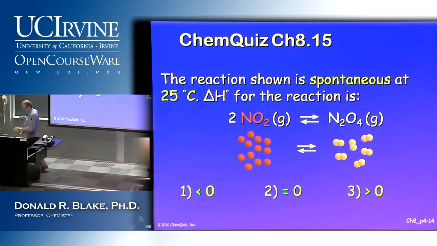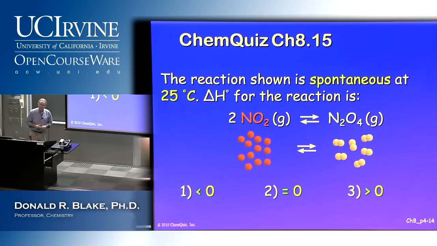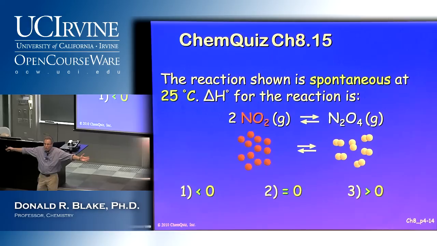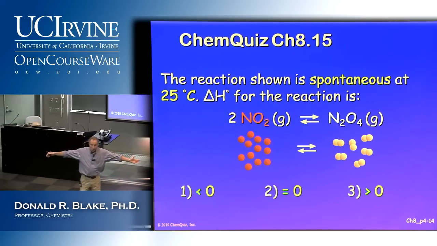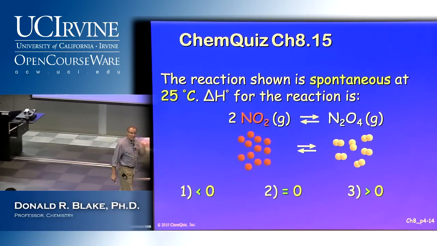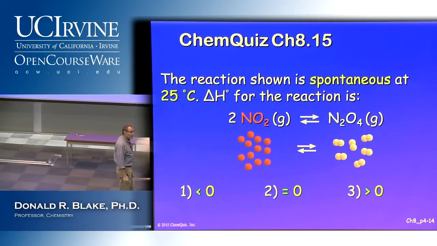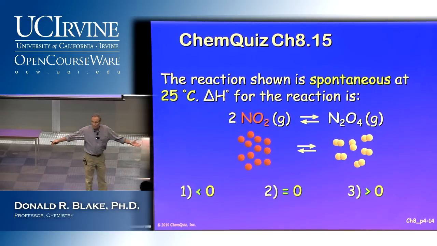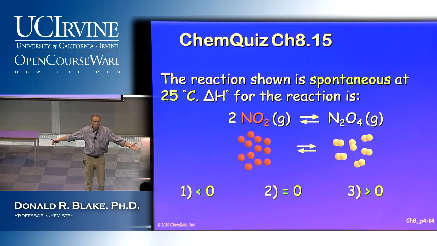Okay? So, look at the equation here. Look at the actual reaction. And tell me, what do you think is happening to the delta S? Just count moles of gas. How many moles of gas on the reactant side? How many on the product side? Ooh. What does that mean for entropy? Negative.